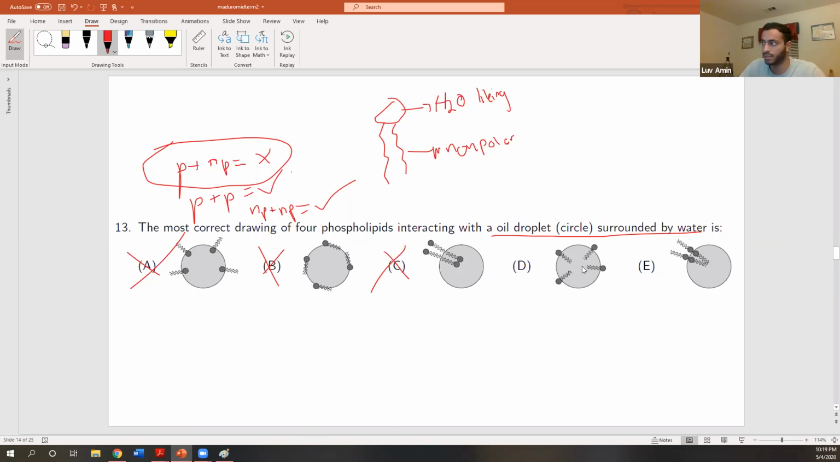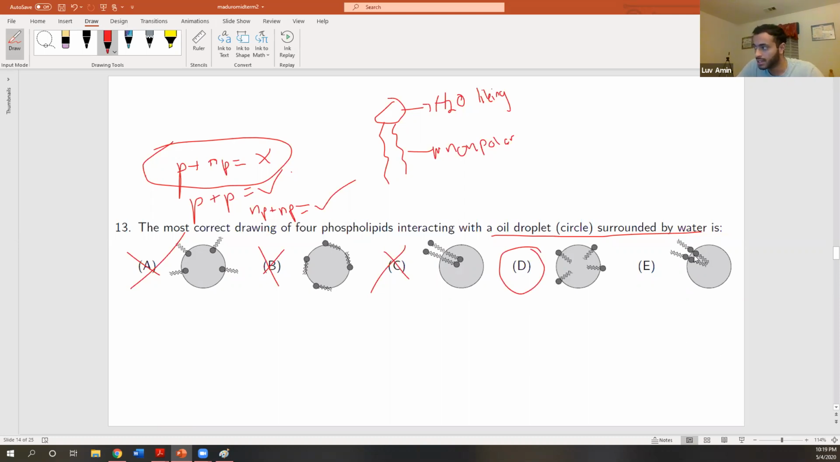D looks like something we would like to see, right? Outside is oil. We said that the heads like to interact with water. I mean, outside is water, my bad. And we said that the heads like to interact with water, so we're meeting the polar to polar check. Inside are the tails and inside is the oil, so we're meeting the nonpolar check. So D looks like a good answer.